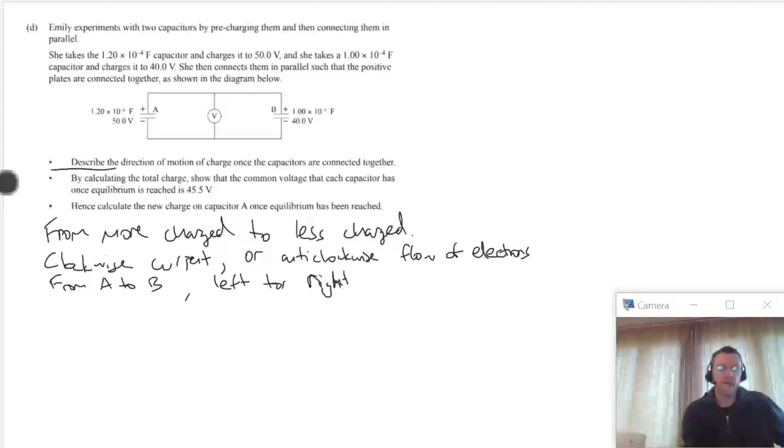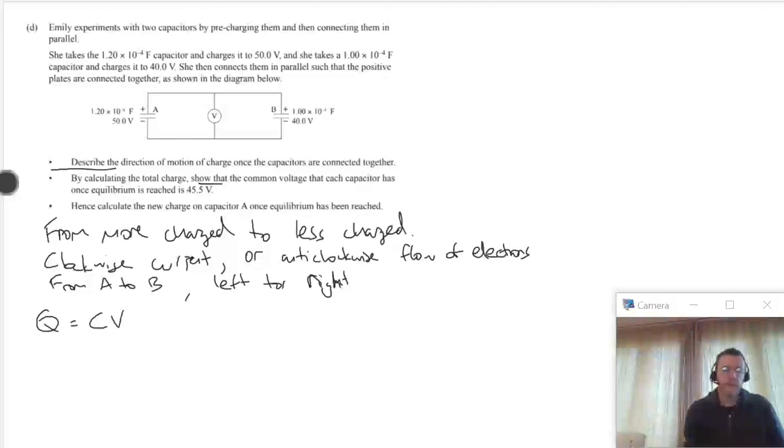By calculating the total charge, show that the common voltage that each capacitor has once equilibrium is reached is 45.5 volts. So show that. We're not going to get any credit for 45.5. We're going to get credit for calculating it. Now, let's see. We can work out the charge on each of these capacitors. You go to your formula sheet, you find the formula Q equals CV. That's a formula that relates the amount of charge on the capacitor with the capacitance and the voltage. So we can do this twice, or we can do it once to find the total if we want.